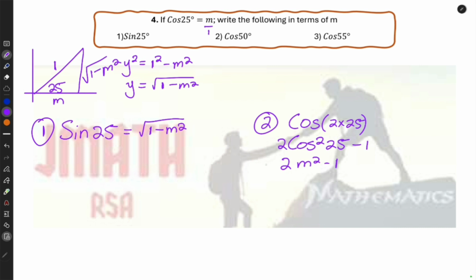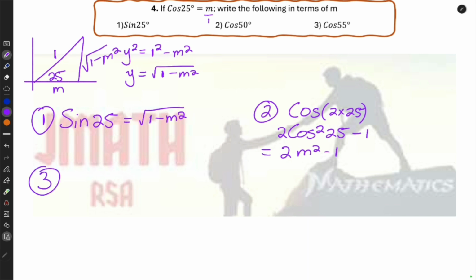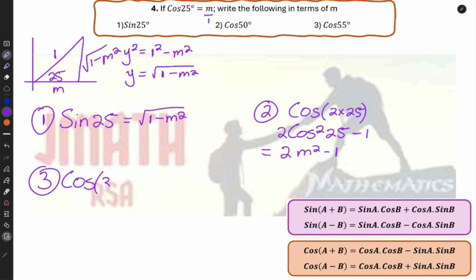Question 3, so now I'm back to how do I get a 55 from a 25? I can't take it to 90, that's going to be 35, so I need to think of something else. So it's not double, it's not half, so remember my tip, try and add or subtract the angle of the triangle, so 25. If I add 25, I'm going to get to 80, it's not what I want, but if I subtract 25, I'm going to get 30. So I'm going to go for that one, so I'm going to say it's cos 30 plus 25.